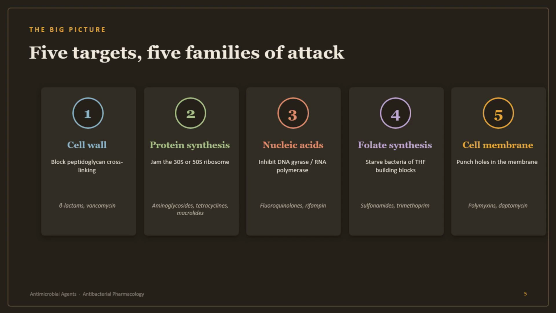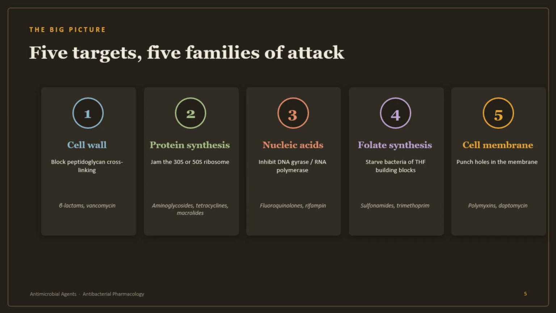Target 3, nucleic acids, where drugs inhibit DNA gyrase or RNA polymerase, your fluoroquinolones and rifampin. Target 4, folate synthesis, where we starve bacteria of the building blocks for THF, your sulfonamides and trimethoprim. And target 5, the cell membrane, where drugs literally punch holes in it, your polymyxins and daptomycin. Here's my challenge to you. Every time we meet a new drug for the rest of this video, pause and ask, which of these 5 targets does it hit? Get that reflex going and you'll never feel lost.